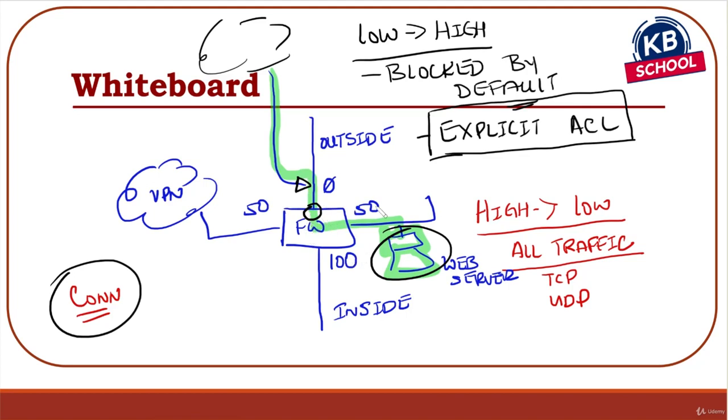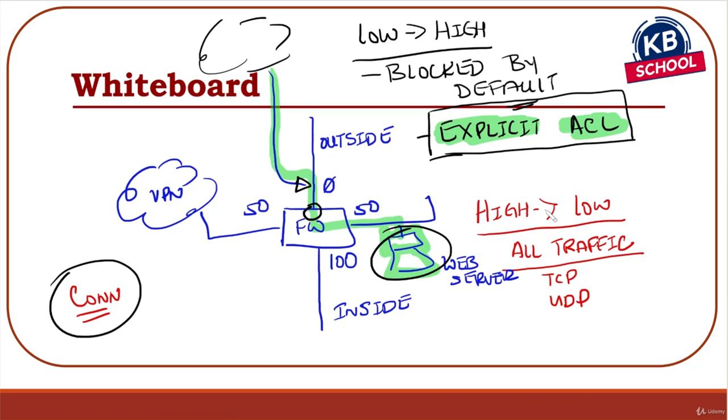And that through traffic can be allowed or controlled by using an explicit ACL. So if traffic is coming from the outside and going towards the DMZ interface or the inside interface, you write an ACL to allow the traffic. The premise of the ACL is to allow traffic that is going through the firewall.